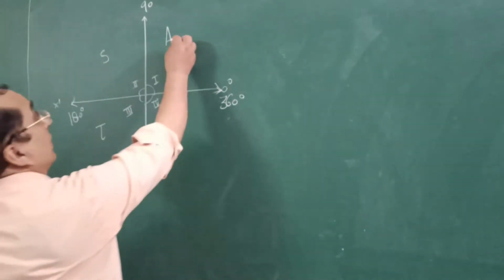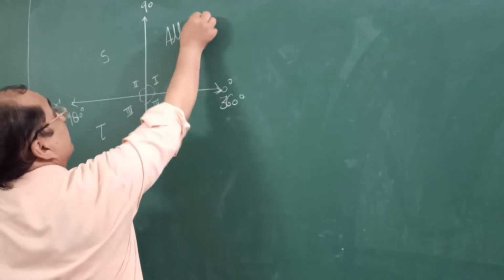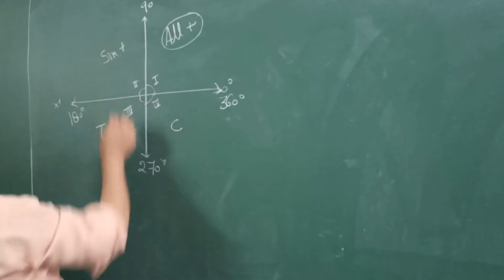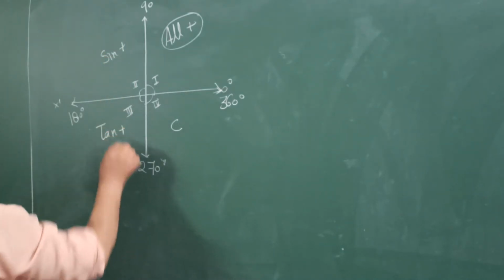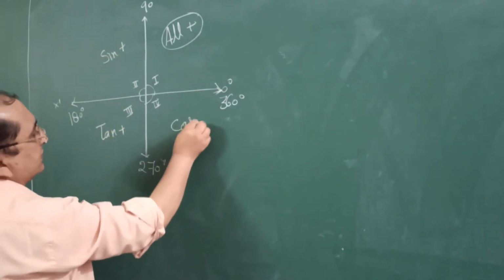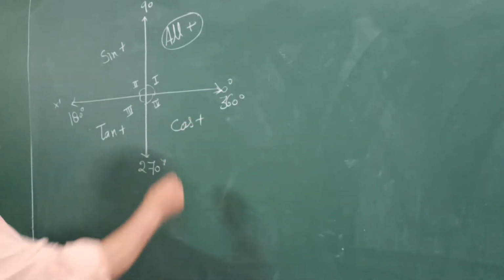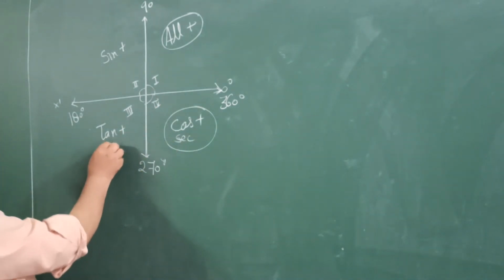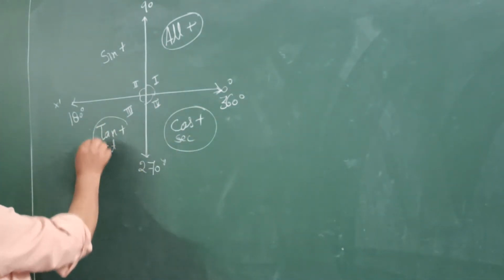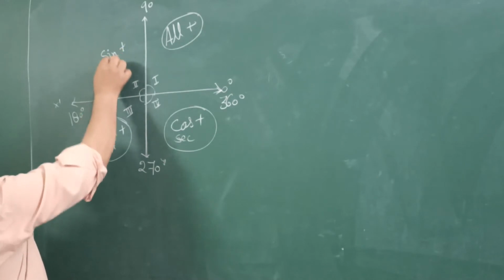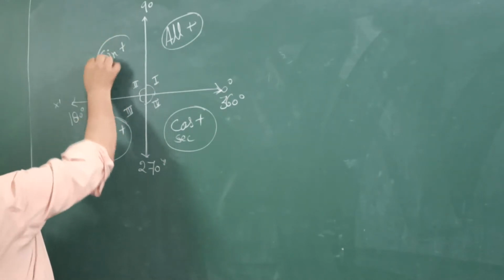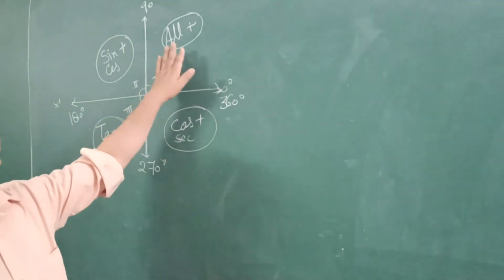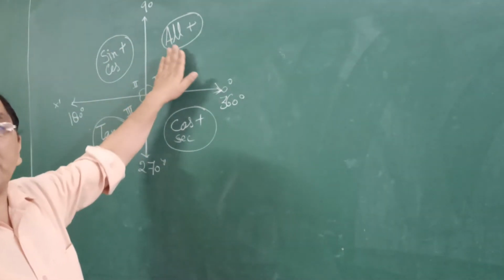Here A stands for all positive. S stands for sine positive. T stands for tan positive. C stands for cos positive. And the reciprocal of cos, sec, is also positive. The reciprocal of tan, cot, is also positive. The reciprocal of sine, cosec, is also positive. It means in the first quadrant, all trigonometric values are positive.